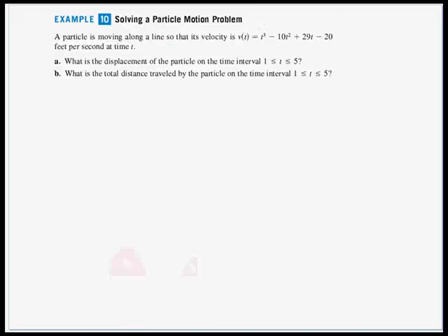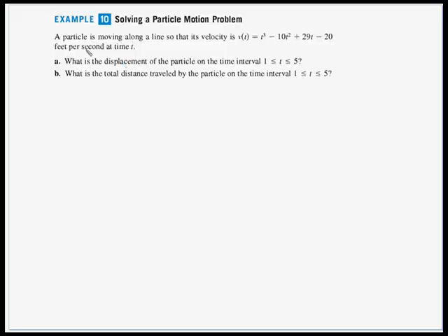So in this example, again, this is not in your textbook, solving a particle motion problem. A particle is moving along a line, so its velocity v of t is t to the third minus 10t squared plus 29t minus 20 feet per second at time t. What is the displacement of the particle on the time interval from 1 to 5?